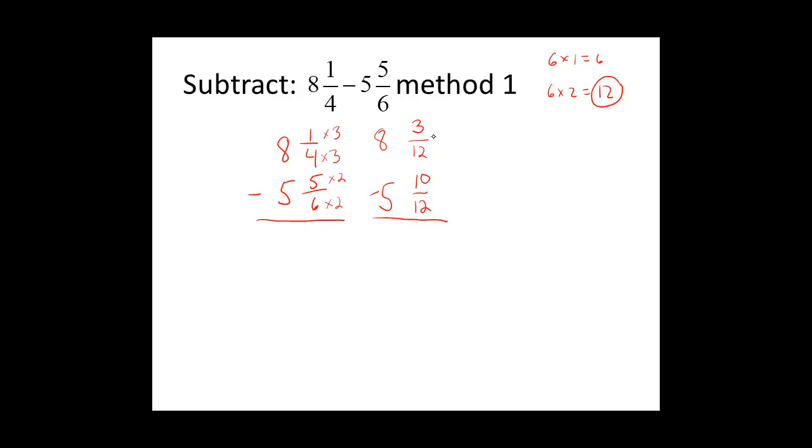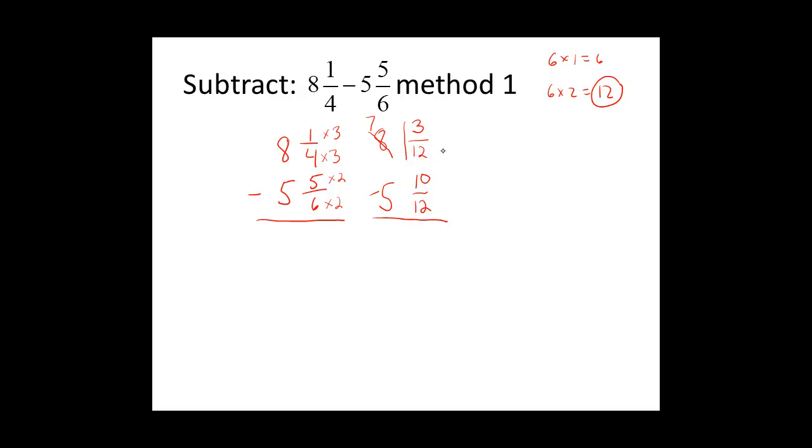We go to subtract 3 minus 10. When we look at the numerators, we see that we cannot subtract. So we cannot take 10 from 3. So we are going to have to borrow from the whole number. We borrow from the 8, make that a 7, and the 1 that we borrowed we will write as a whole number next to the fraction.